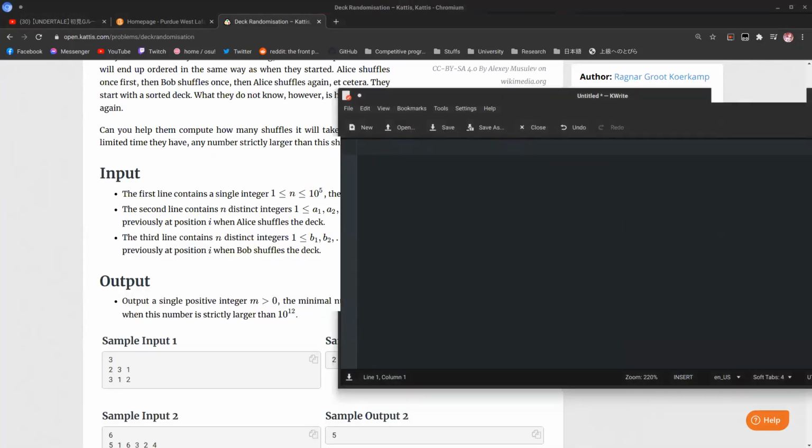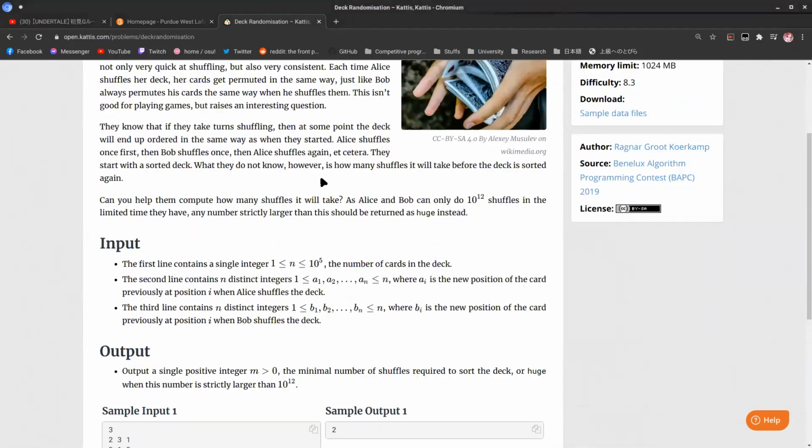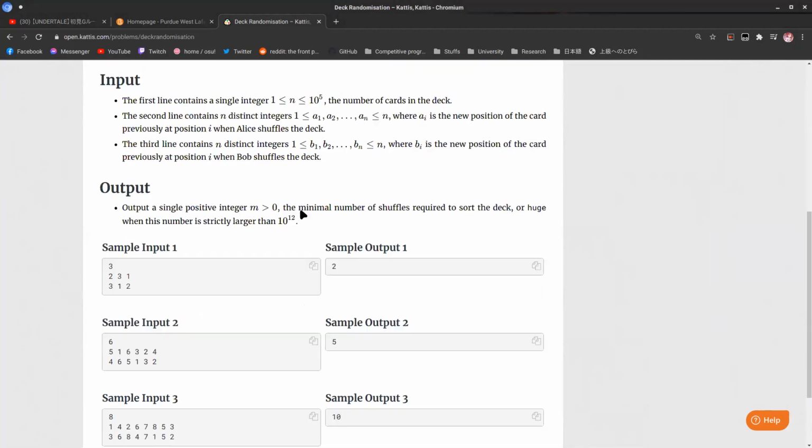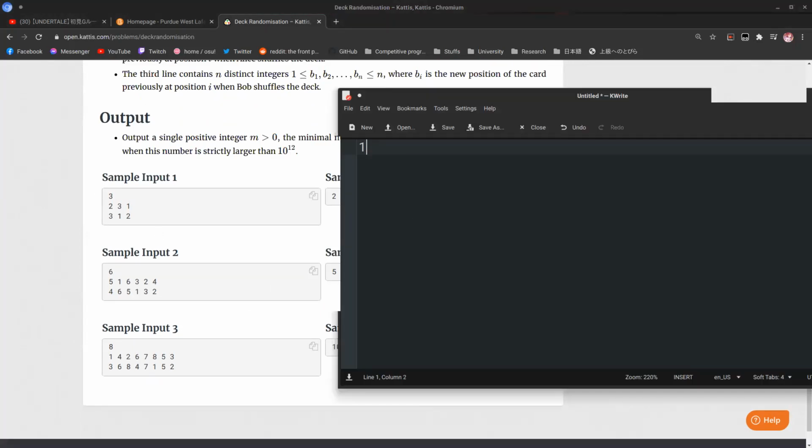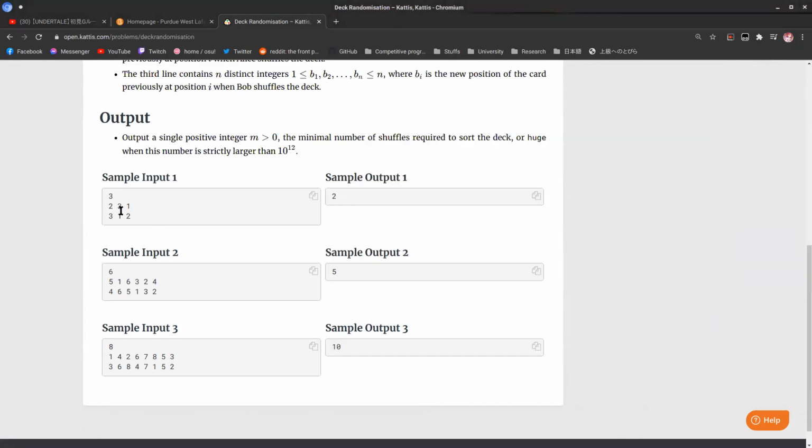Sure. So you have 2 players, Alice and Bob. They are very good at shuffling cards, so good that every time they shuffle, the new stack of cards ends up in the exact same order relative to the old stack of cards. Because of that, they give you the permutation of Alice and Bob, basically representing the relative order after it has been swapped by Alice or after it has been swapped by Bob.